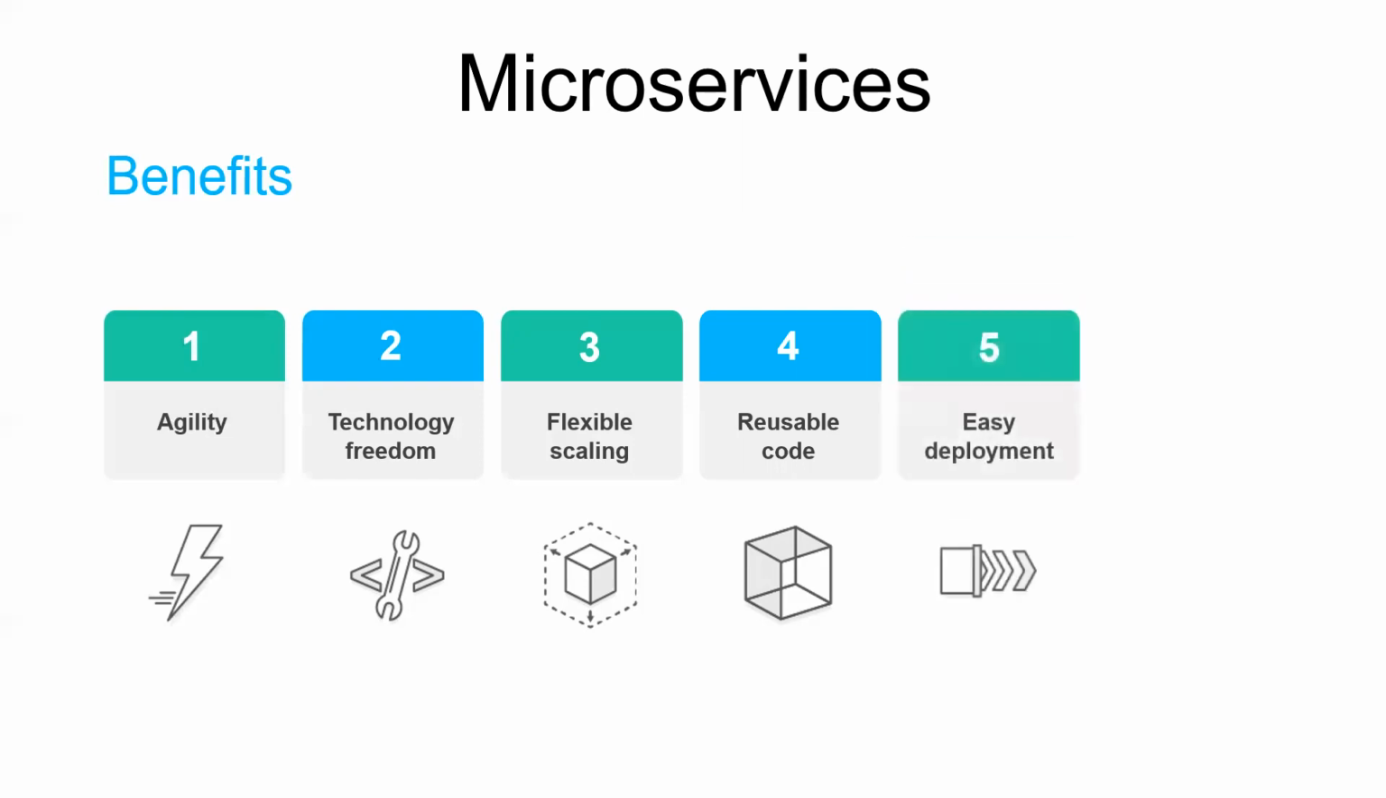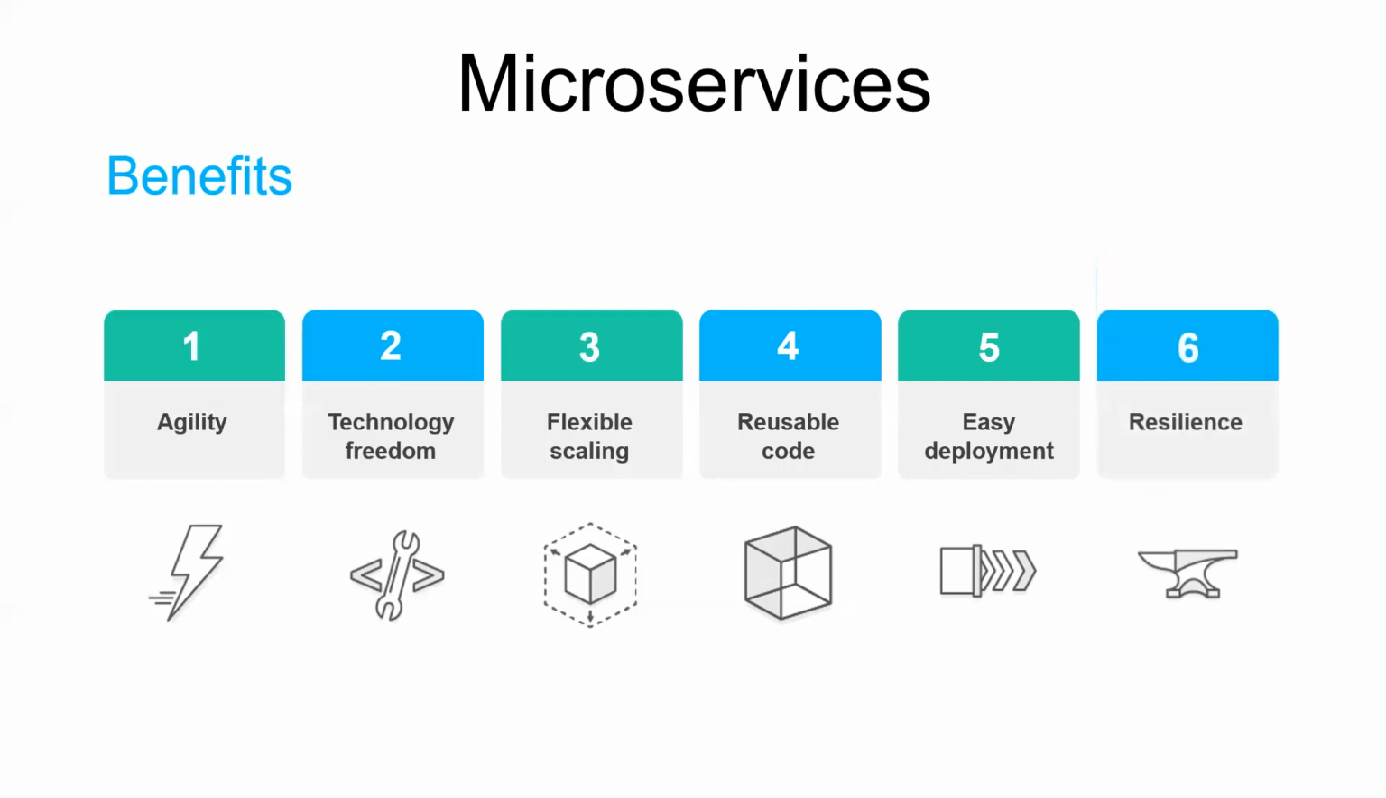The fifth advantage is the easy deployment. Microservices enable continuous integration and continuous delivery, making it easy to try out new ideas and to roll back if something doesn't work. The low cost of failure enables experimentation and makes it easier to update code and accelerates time to market for new features.